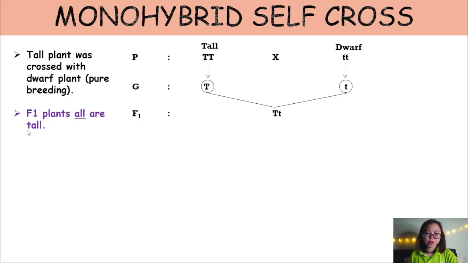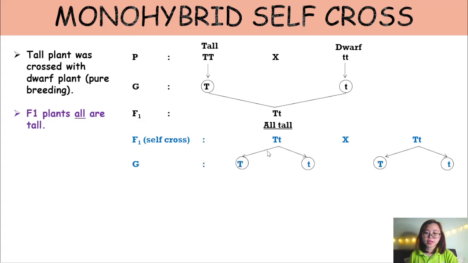Dia akan hasilkan first generation, big T, small t. In this first generation, or F1, all the plants in F1 are tall because it is heterozygous. Then we are going to do a self-cross. In the self-cross, we take big T, big T, small t, cross big T, small t. Kita keluarkan gamete dia. Gamete dia, big T and small t in different circles. Jangan lupa lukis anak panah. And then we do the crosses for F2.